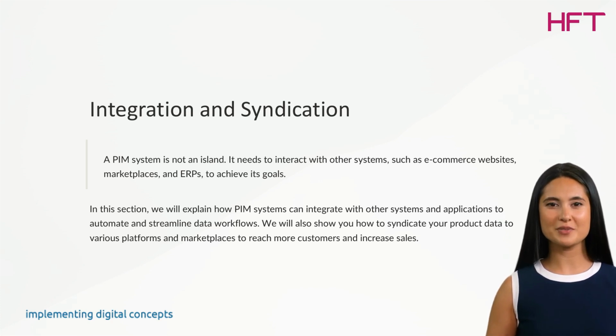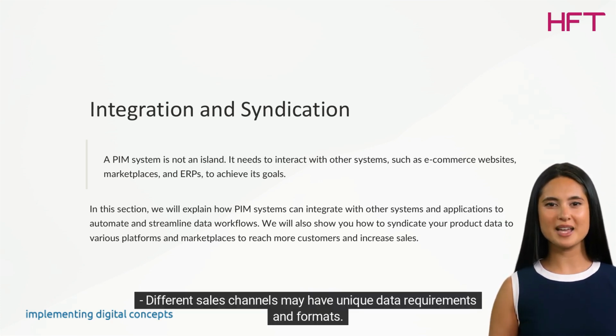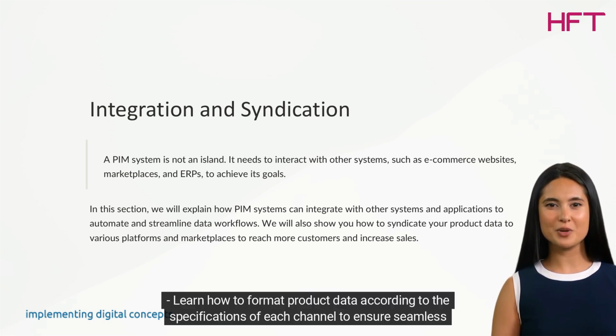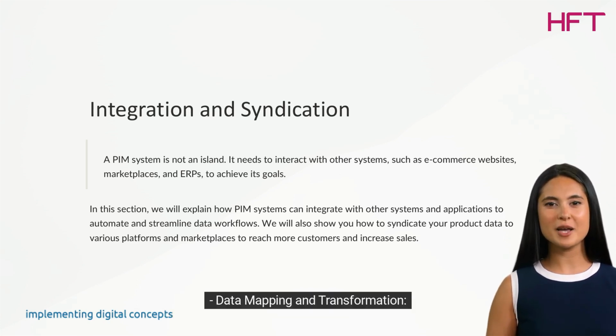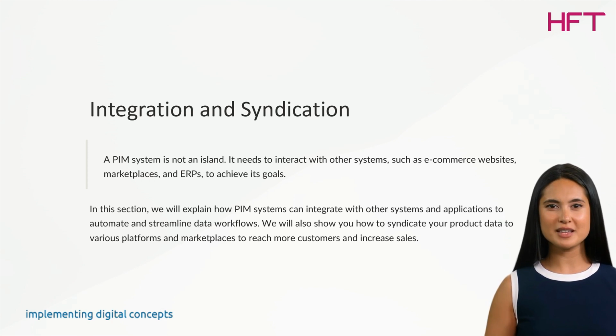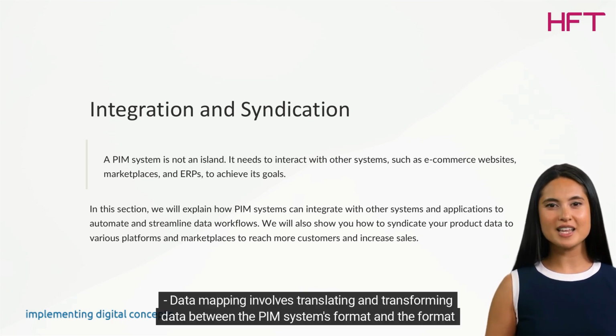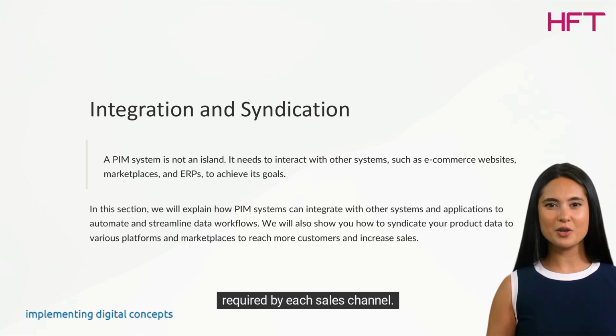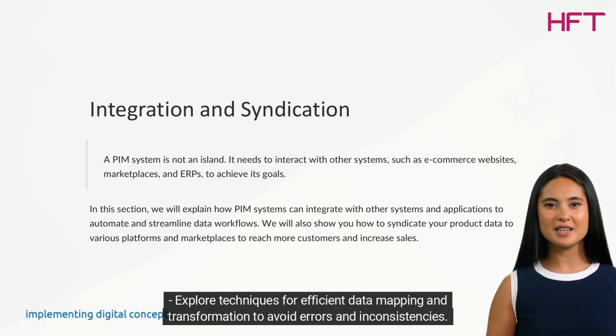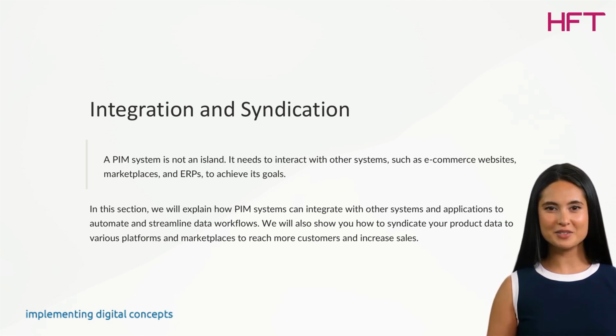Channel-specific data formatting. Different sales channels may have unique data requirements and formats. Learn how to format product data according to the specifications of each channel to ensure seamless syndication. Data mapping and transformation. Data mapping involves translating and transforming data between the PIM system's format and the format required by each sales channel. Explore techniques for efficient data mapping and transformation to avoid errors and inconsistencies.